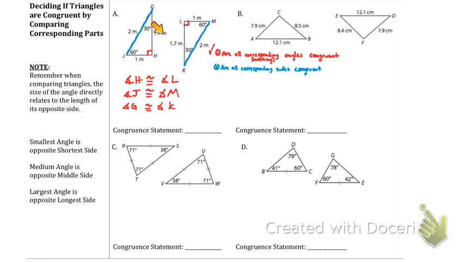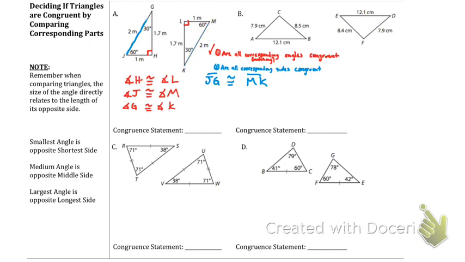Now let's check their measure. Their measure is 2 and 2. So we now know that JG matches with MK, and we check their measure again, and they are the same measure. They're both 2 meters, so they are congruent. Let's do that for the rest of the sides.